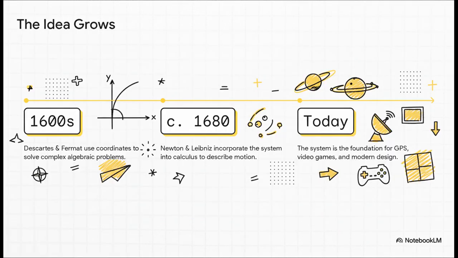And this idea was just the spark. Another mathematician, Pierre de Fermat, was working on similar ideas at the same time. And a little later, giants like Isaac Newton and Gottfried Leibniz grabbed this coordinate system and plugged it into their brand new invention, calculus. That allowed them to map not just position, but motion and change itself.